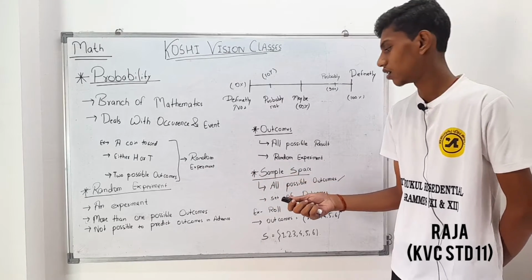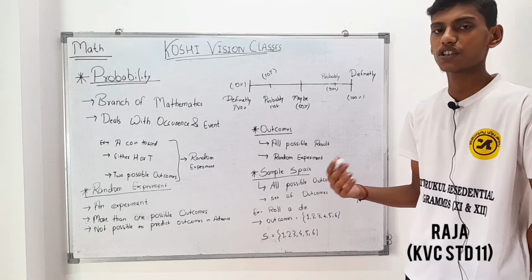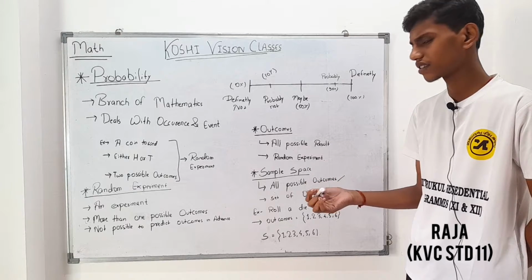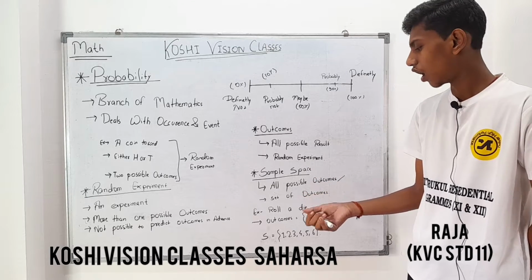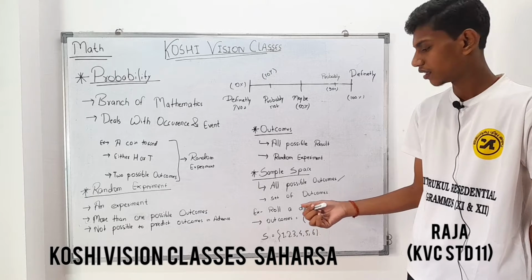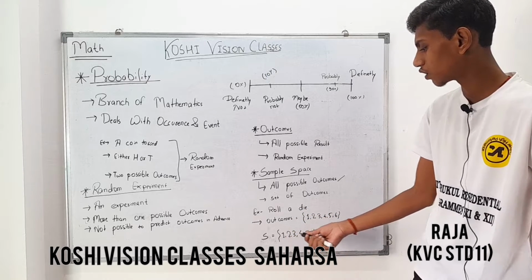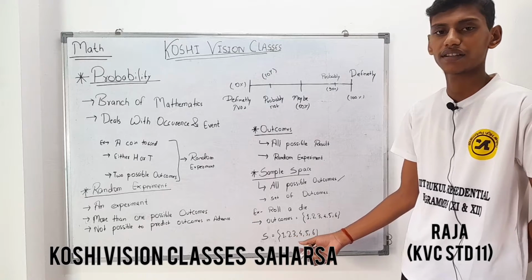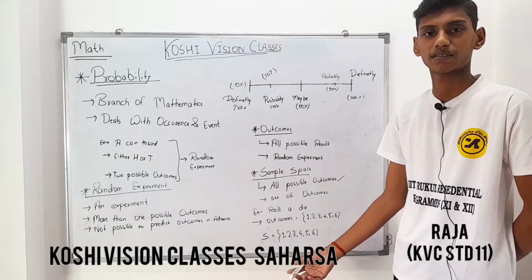tail. So, sample space. All possible outcomes, or the set of outcomes, is called sample space. Example, when we roll a die, outcomes will be 1 to 6. Then the set of outcomes is called the sample space. Sample space is equal to 1 to 6. And sample space is denoted by S.